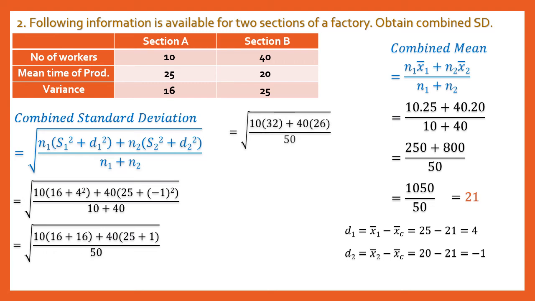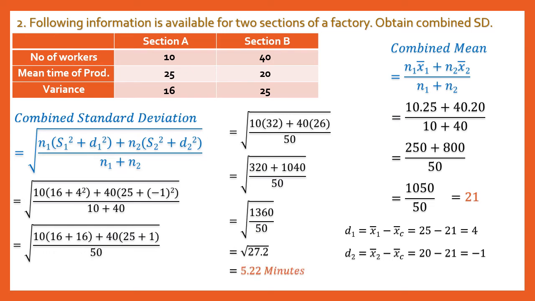Now we will add the values in the brackets and then multiply them. That means open the brackets and then add the numerators. So we get 1360 upon 50. We will divide them to get 27.2 and the answer is 5.22 minutes. So the combined standard deviation of the two sections of the factory is 5.22 minutes. Okay, so that's actually the end of exercise 4.6.